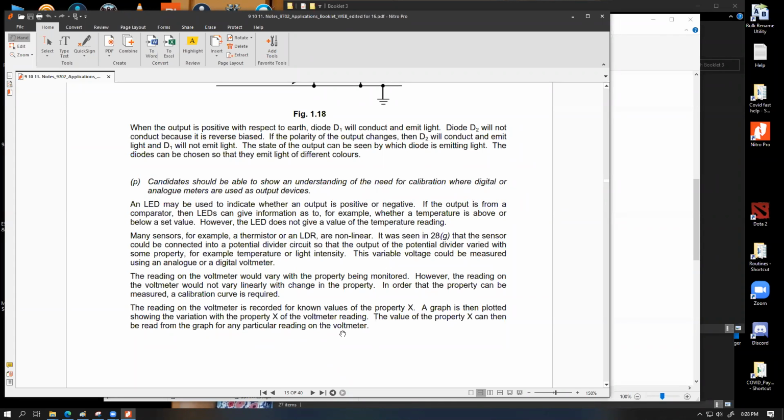So that's the basic idea for calibration: if we can somehow, using some pre-known values, obtain the curve for how that voltage varies with the change of the physical variable that we are measuring using the thermistor or the LDR in the potential divider circuit. If this is calibrated properly, then using that calibration curve, we can measure other unknown values as well.